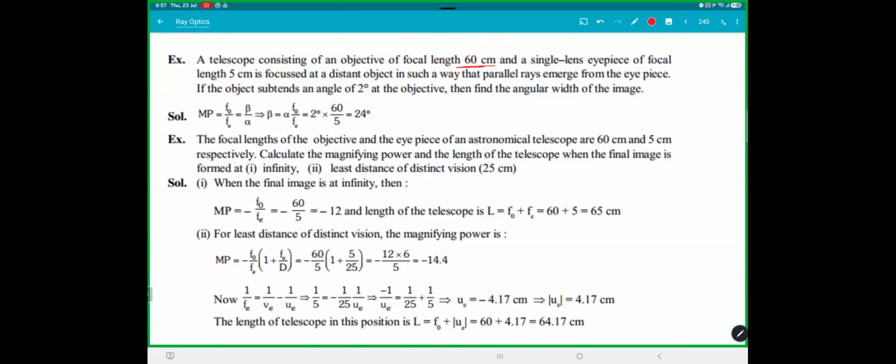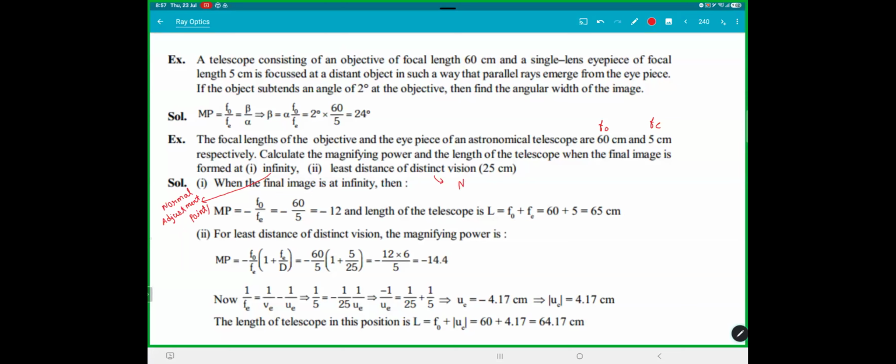Here they gave the angle also. Look at this one, the next one is a big one. The focal lengths of the objective and the eyepiece of an astronomical telescope are 60 and 5. So this is f naught and this is fe. Calculate the magnification and the length of the telescope when the final image is at infinity. This is normal adjustment, which we derived, or near point, whose formula we know. Magnification is f naught by fe and length is f naught plus fe. Direct answer, you're done.